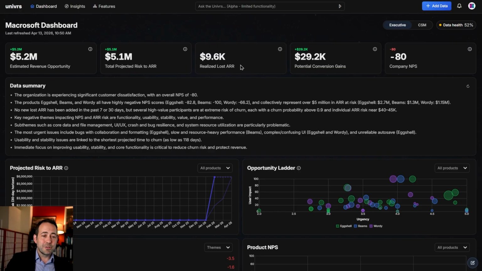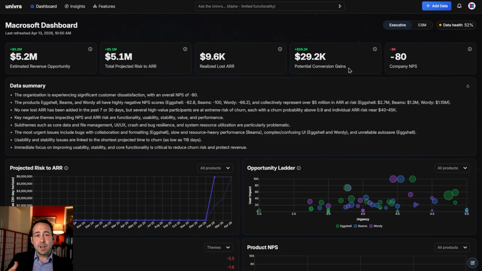And I know this is getting a little wonky, a little bit complicated, but hopefully you see where the value of having both of these together can give you a lot of intel into whether you should bother addressing something. And then the estimated revenue opportunity here is the addition of the projected risk to ARR with the potential conversion gains, right? So we're saying if you do this thing, you're going to make this much more money. Now, those two things, sometimes there's some of both in a particular user need, but a lot of times it's sort of one or the other.